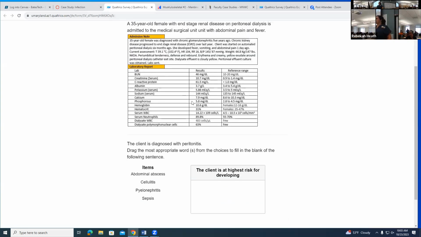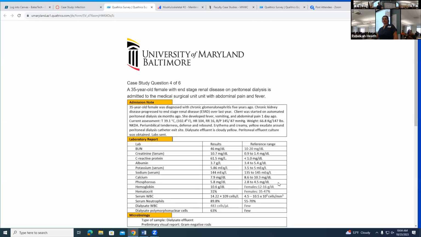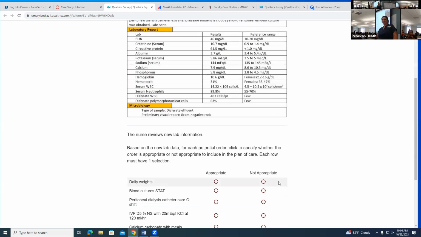Okay, it gives us no new information and it says the client's diagnosed with peritonitis. Drag the most appropriate word choice to fill in the blank. The client is at high risk for developing sepsis. I would agree. I was in Google University last night and it said something about cellulitis and I was like, that didn't sound right. You can develop abdominal cellulitis from peritoneal dialysis, but with this patient, I would say it's far more likely that she would have sepsis related to the infection.